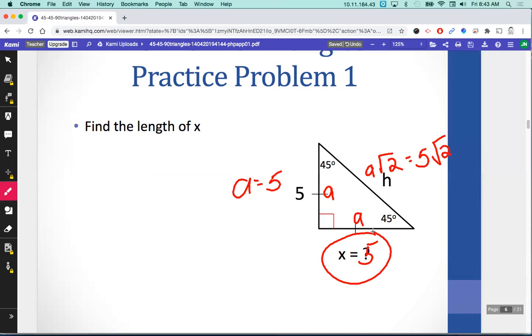So again, pretty straightforward. If they're giving you one of the legs, it's not too bad because you're given your A value that you have to plug in. The harder one is when they give you the hypotenuse, because now you're going to be dividing by a radical again. And remember, when we divided by that radical, we had to rationalize it.